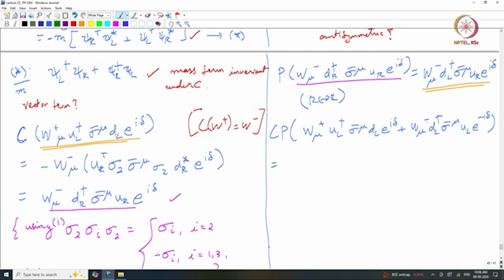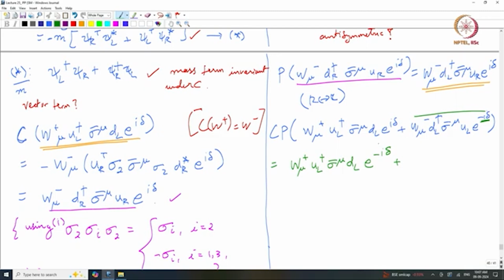Under C, W switches sign; under P it does not switch, right? So I am going to write for this term W mu plus, and then what happens? By analogy with what is going on here, it is UL dagger sigma bar mu DL e power minus i delta, right? This minus.